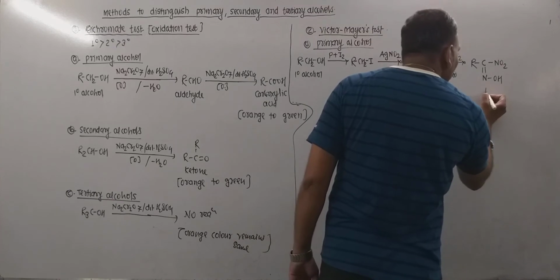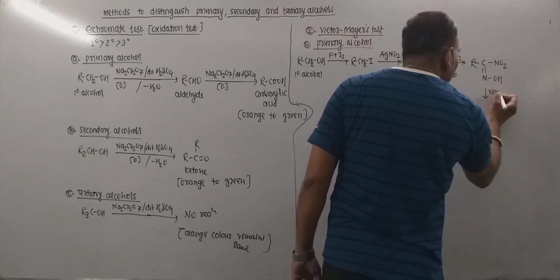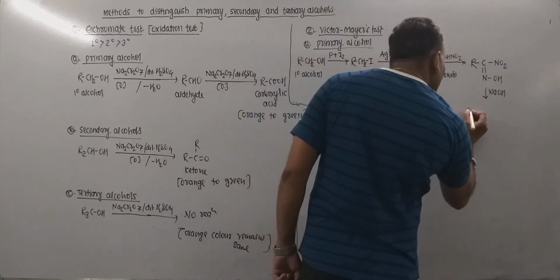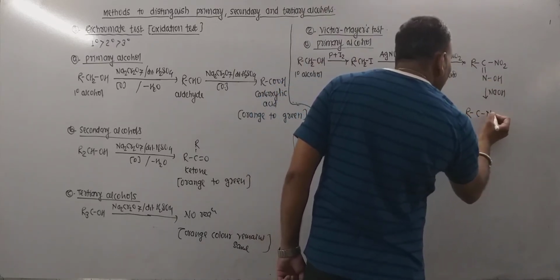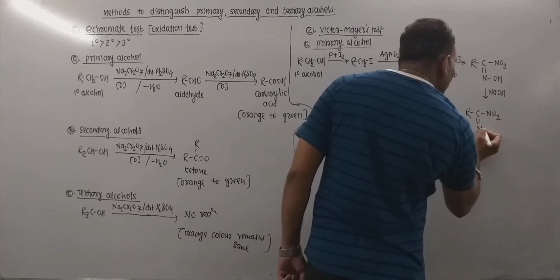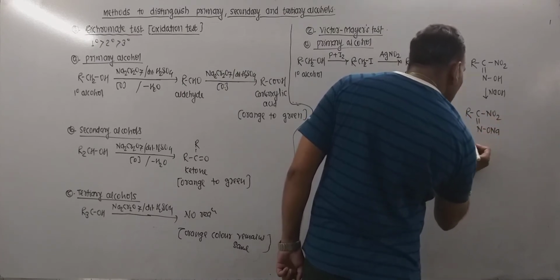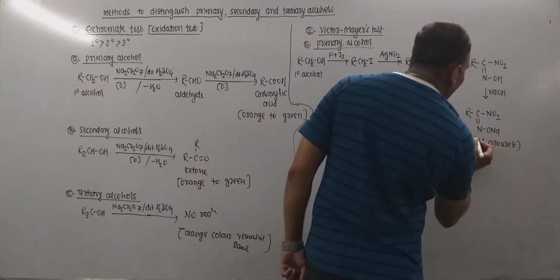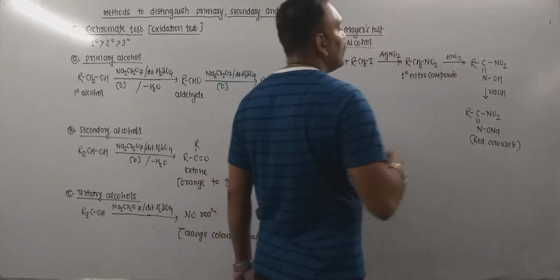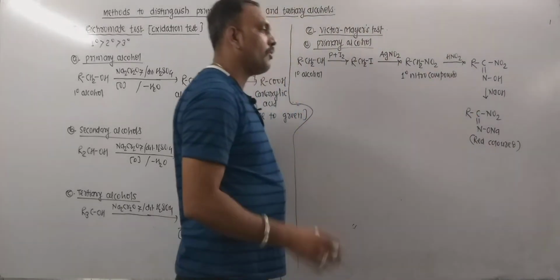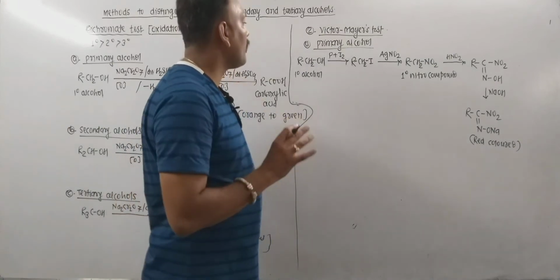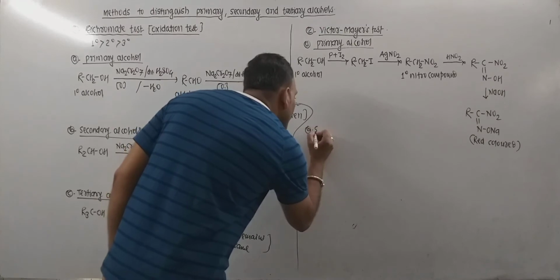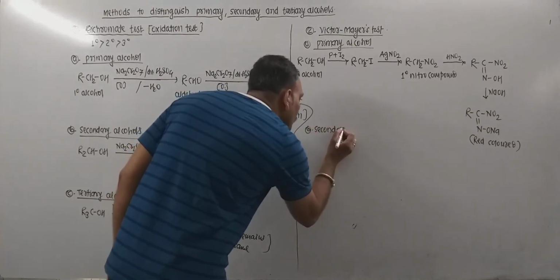So this nitrolic acid, when dissolved in NaOH, due to the presence of acidic hydrogen, a salt gets formed, and remember this salt is reddish in color. So a red colored salt is obtained when the nitrolic acid is dissolved in NaOH, that is for sure for primary alcohol.